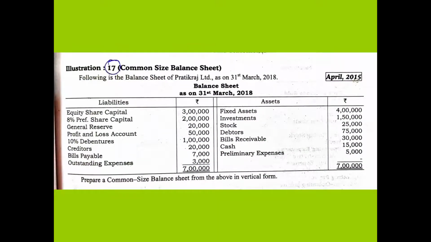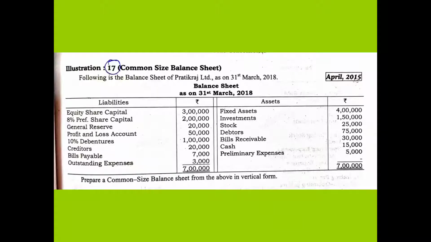Horizontal balance sheet is given as on 31st March 2018 in the books of Pratik Raj Limited. On the liabilities side, we can see both types of share capital is there. Then general reserve, profit loss account, these are items of reserves and surplus. Debentures are the secured loan. Creditors, bills payable, outstanding expenses, these are the current liabilities. In assets, fixed assets are there, investments, stock, debtors, bills receivable, cash, all these are current assets. And preliminary expenses, those should be deducted from the reserves and surplus.